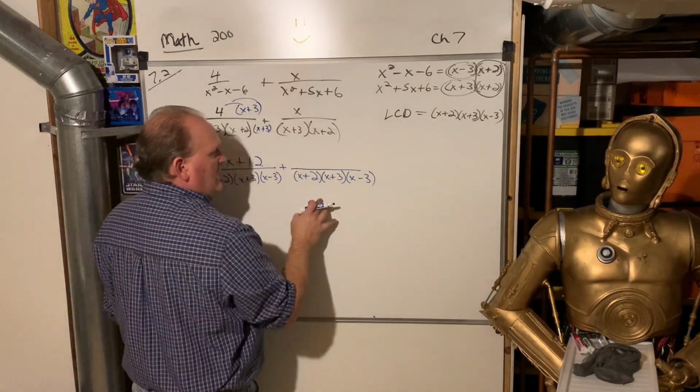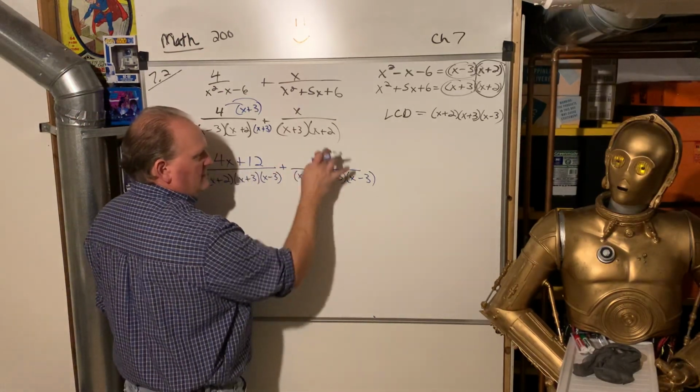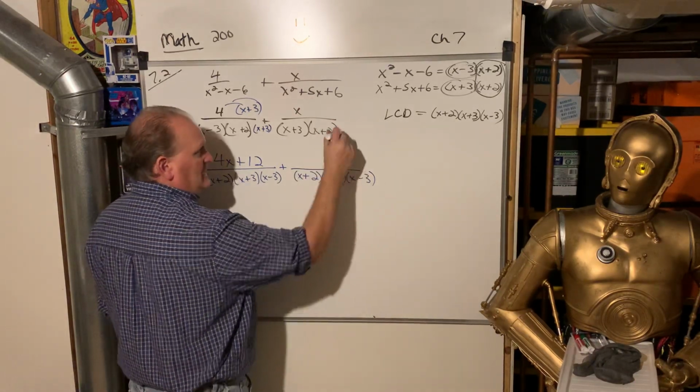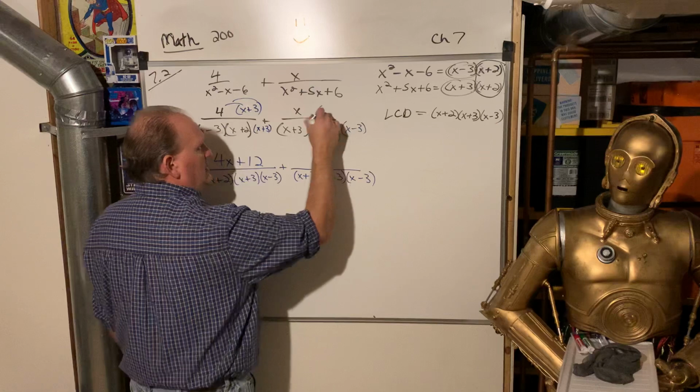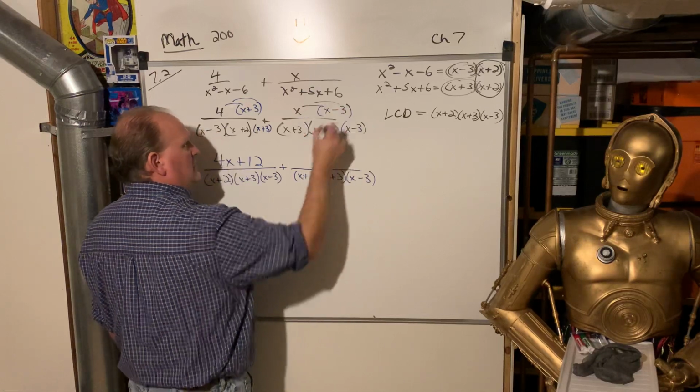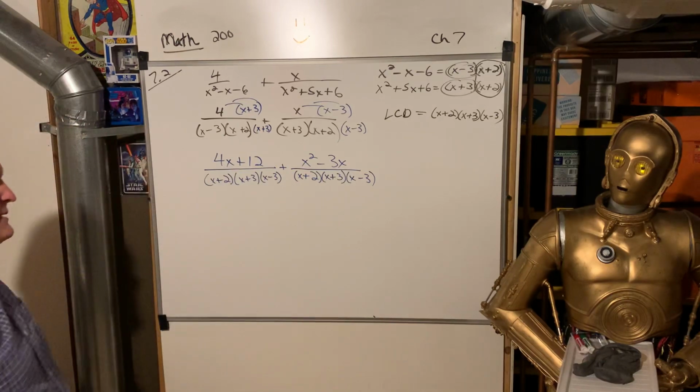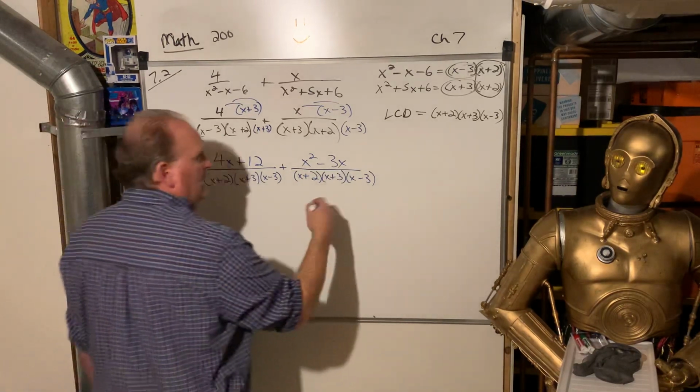One of these things is not like the other. We got x plus 3, we got x plus 2. We don't have an x minus 3 on it. We need it. So x minus 3, distributing gives x squared minus 3x. All right, and now we combine the like terms.